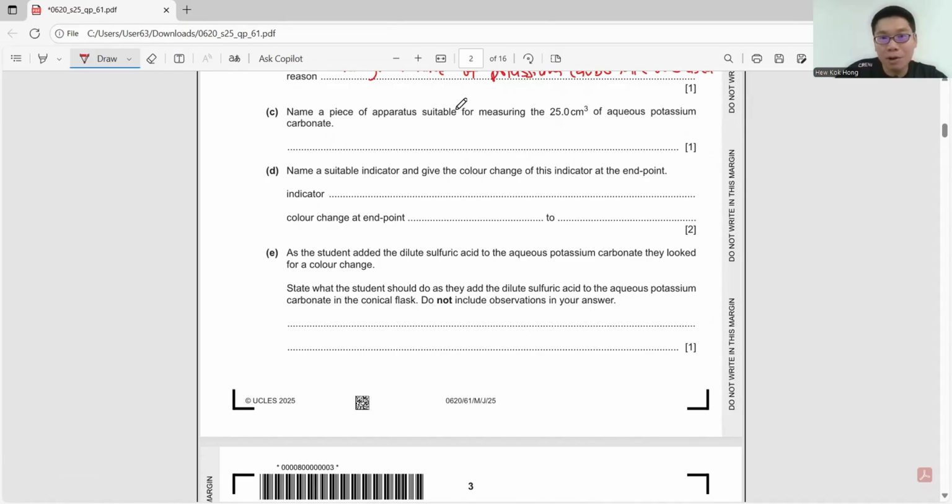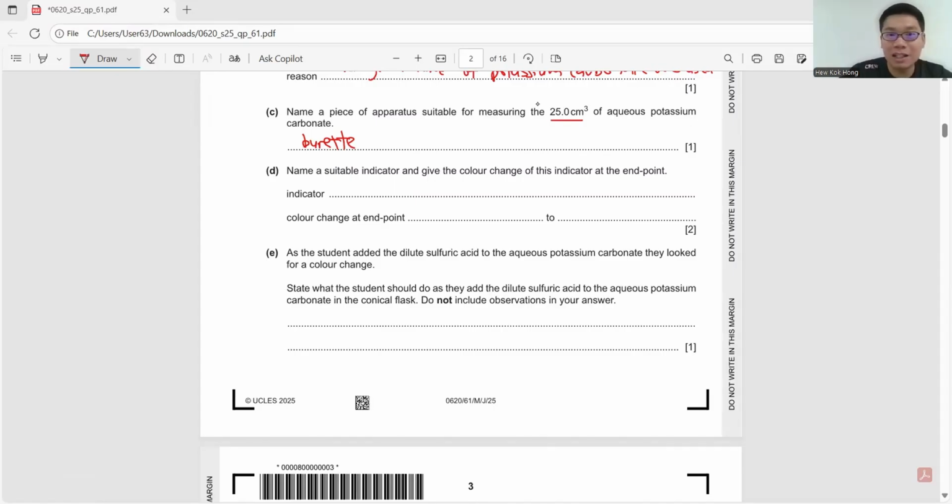Next, name a piece of apparatus suitable for measuring 25 cm cube of potassium carbonate. So we can use a burette or a pipette. D, name a suitable indicator and give the color change of this indicator at the endpoint. We are titrating with acid, which means we are neutralizing. We cannot use thymolphthalein here because we do not have a strong alkali. That's why it's better to use methyl orange. The titration of potassium carbonate will change it from yellow to neutral, which is orange. If we continue to add extra acid, it will become red.